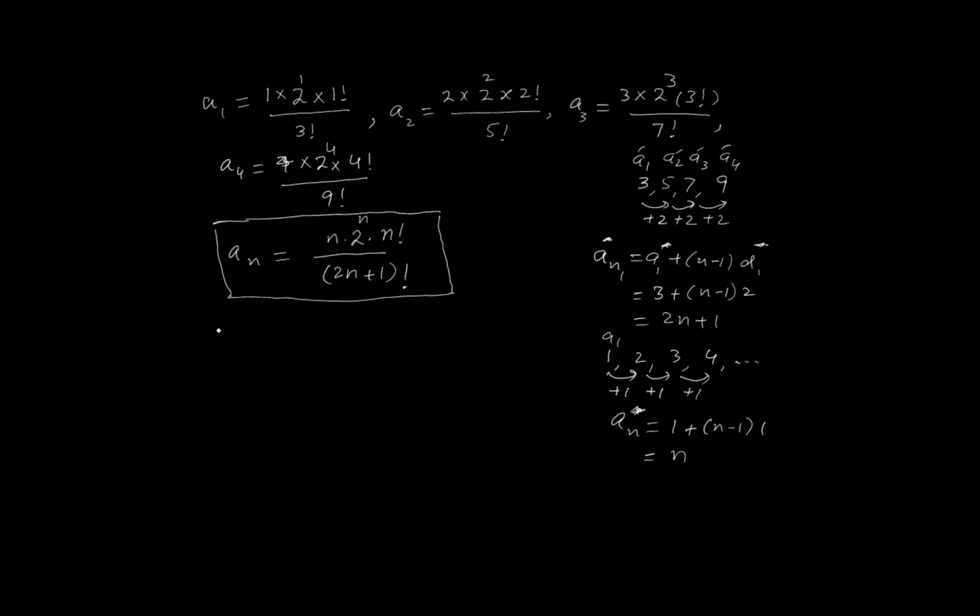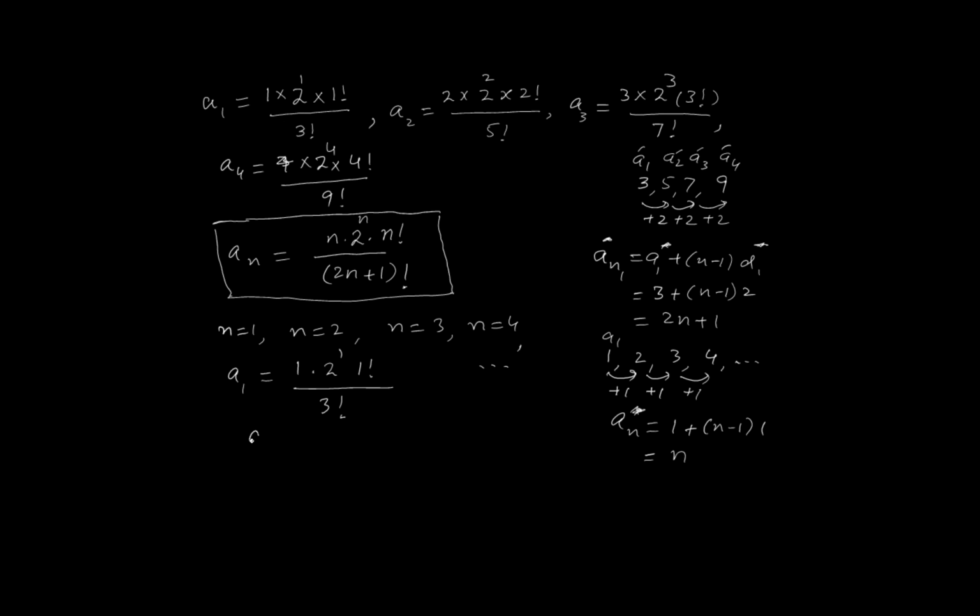Now if I put n is equal to 1, n is equal to 2, n is equal to 3, n is equal to 4 and so on, I am getting the same sequence. For example, put n is equal to 1, so 1 multiply 2 power 1 and 1 factorial, and 2 into 1 plus 1, 3, so 3 factorial. So we got the first term.